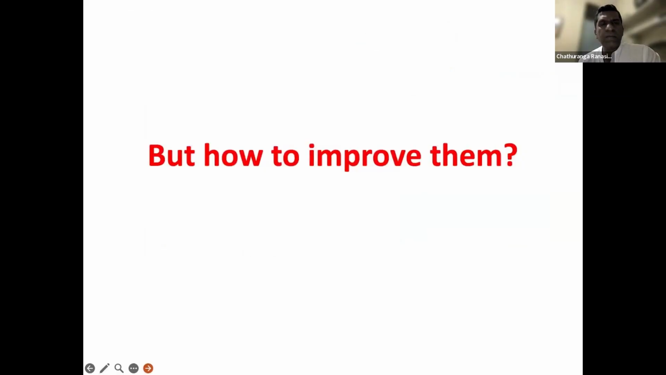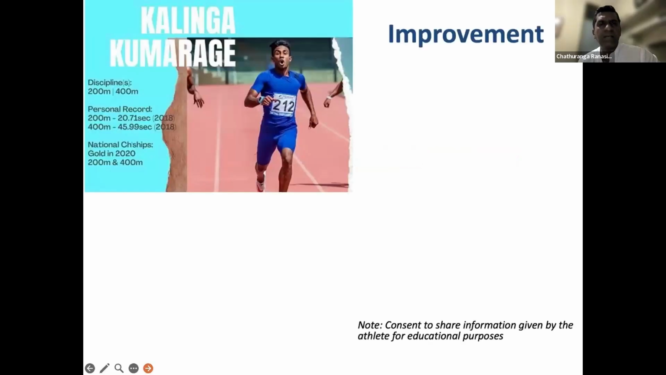But how do we use these numbers? One example I'd like to share, with his consent, is his data. He's a Sri Lankan national 400-meter runner, one of South Asia's first 3-4-2-3 runners. He had an issue in his 400 meters. During the last 100 meters, he started cramping and his body was very tight.